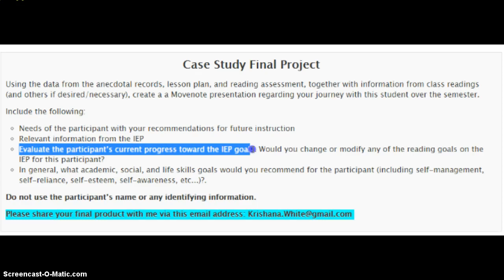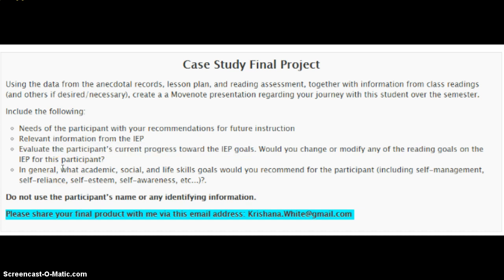Evaluate the student. How are they doing towards their IEP goals? Would you change or modify anything based on what you now know? And in general, if you were broadening this student's IEP, what academic, social, and life skill goals might you recommend? So does this student need help with self-organization, self-management, reliance, esteem, awareness? What would be an additional way to further boost this student's skills in the area of reading and writing?